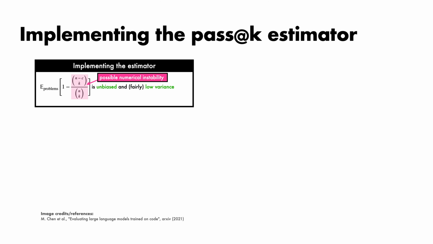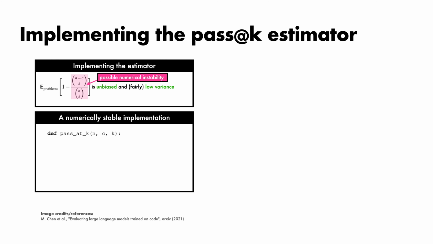For this reason, the Codex authors provide a simple but numerically stable Python function, pass at k, to implement the estimator. This function takes in three parameters: n, the total number of samples; c, the total number of correct samples; and k, the value of k in the pass at k score we wish to compute. Turning to the code itself, we first check if n minus c is less than k. If it is, we return 1.